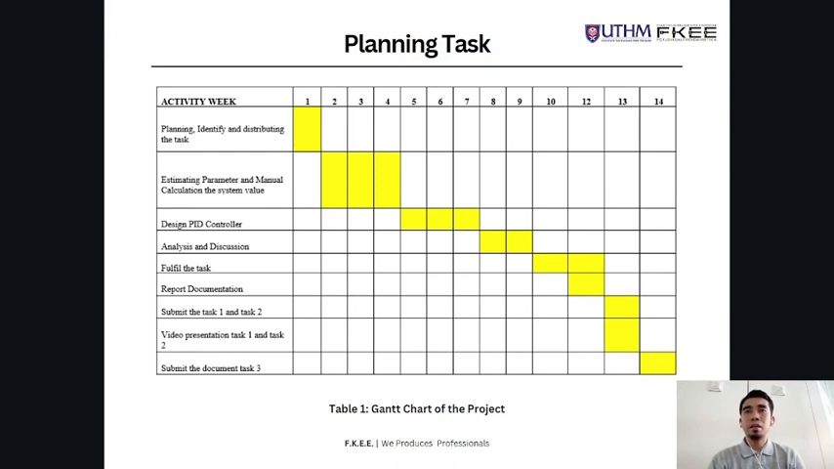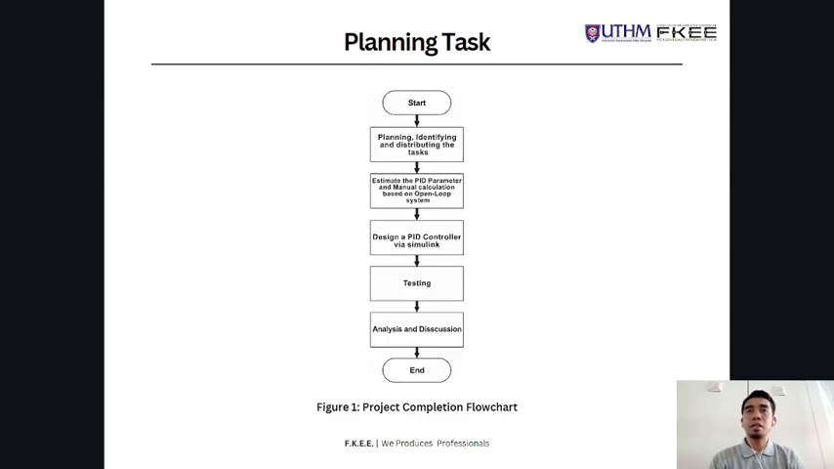Okay, this slide is a planning task slide which describes the activity of the members in this group, where we're going to finish every single activity in every week. As we can see in the slide, from the first week to the last week, from planning, dividing, and anticipating the task until submitting the document text 3.